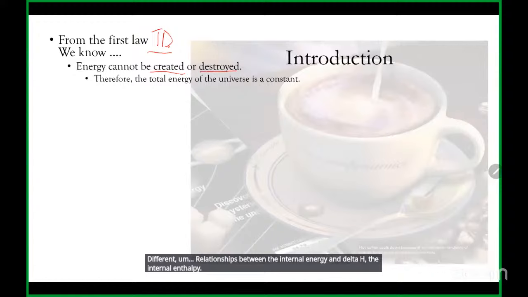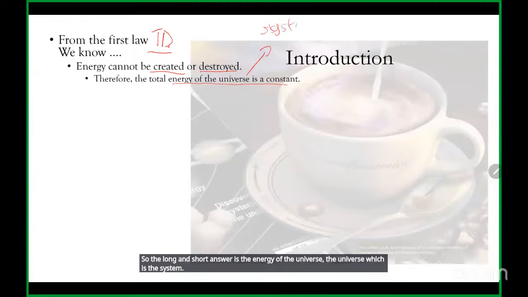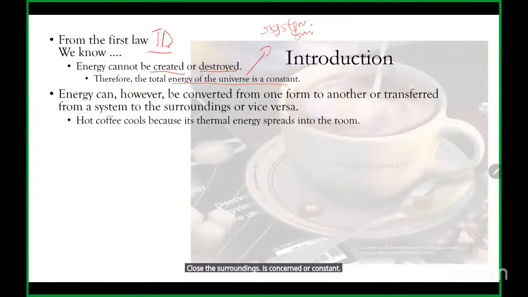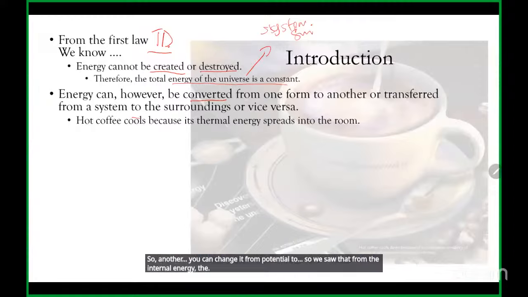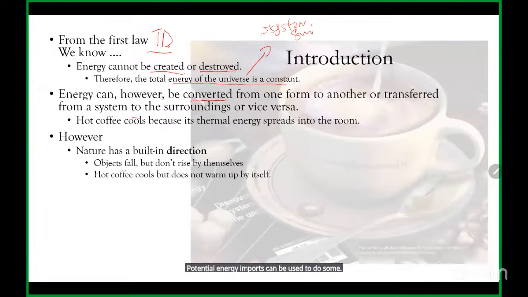So the long and short is that the energy of the universe, which is the system plus the surroundings, is conserved or is constant. However, this energy can be converted from one form to another. So we saw that the potential energy in bonds, from the internal energy, can be used to do some other kinds of work.